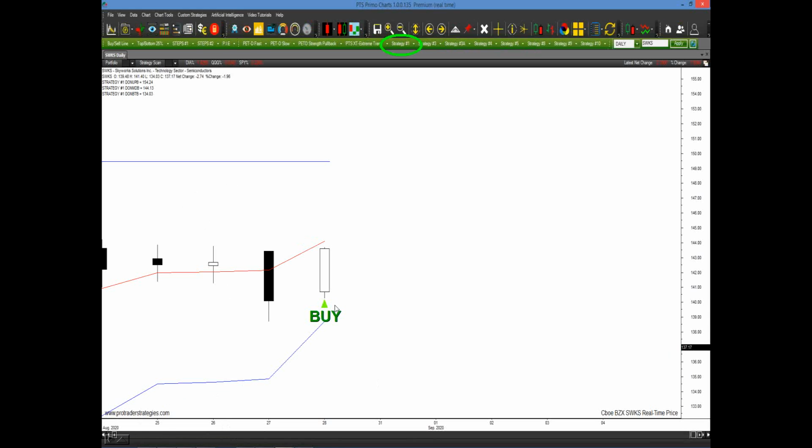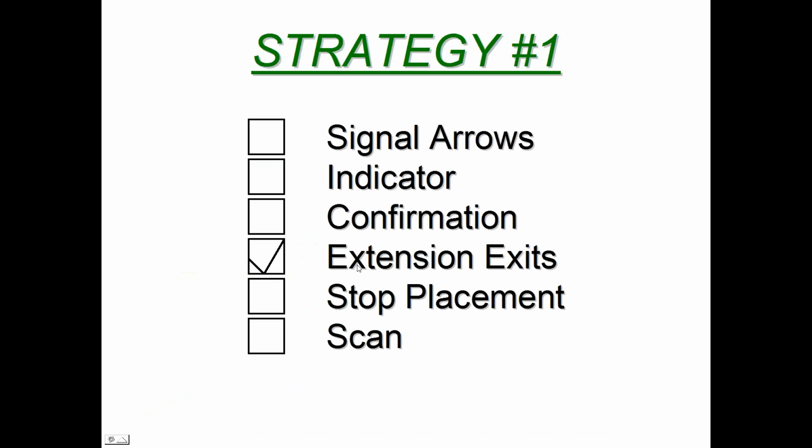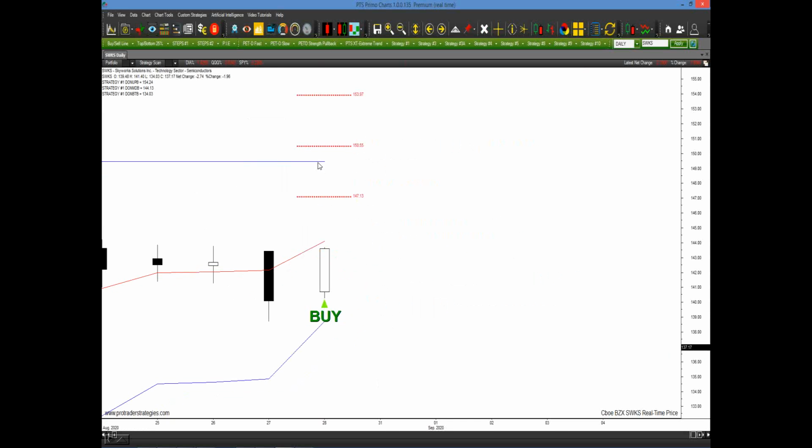Now, here's the other thing we offer. You could have clicked on strategy number 1 to help make your decision. Click on extension exits, and then automatically you see 3 or 4 exit levels appear. Now this can help you make your decision whether you want to trade this or not. All right. Now let's say you're the type of trader that likes to get in and out quickly. Well, you would have exited right here at 147.13. If you're more of an intermediate or swing trader, you get out right here. And if you're someone who likes to get as much bang for your buck, you could get out at 153.97.